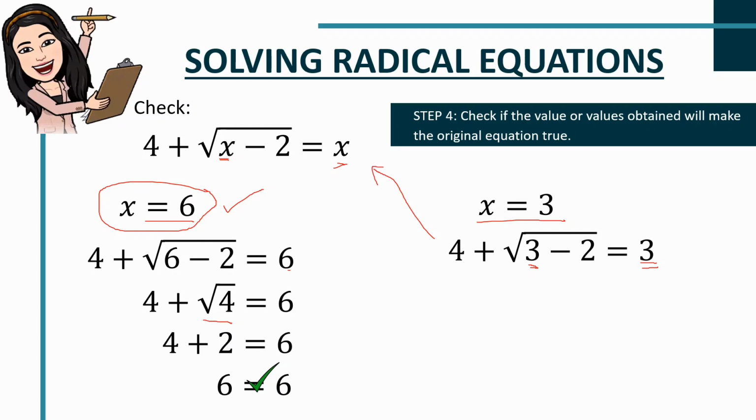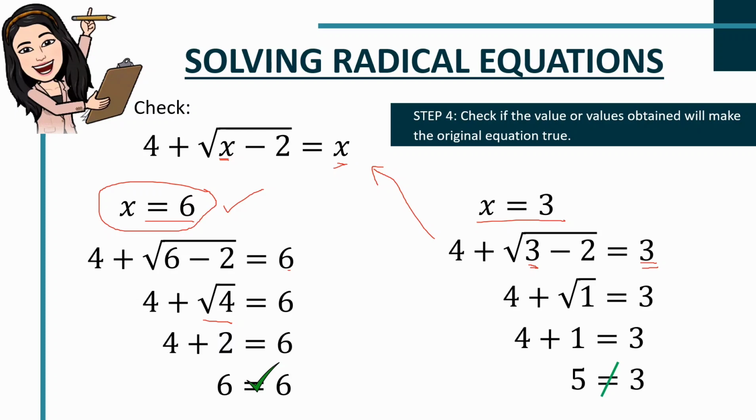Ito original natin, 4 plus square root of x minus 2 equals x. So instead of writing x, sinubstitute lang natin yung value which is 3. Okay? Then, simplifying 4 plus, ang 3 minus 2 is equal to 1 is equal to 3. What is the square root of 1? Okay, we have 1. So, therefore, we have 4 plus 1 is equal to 3. And 4 plus 1 is equal to 5 is equal to 3. Are they equal? No, they are not equal.